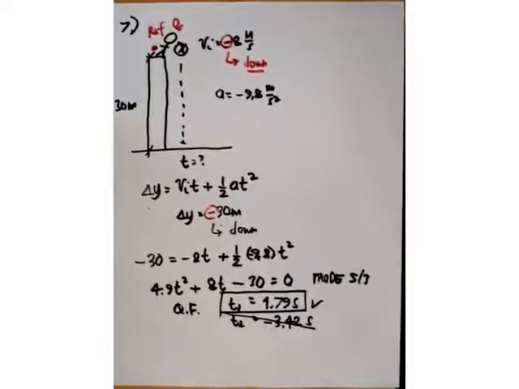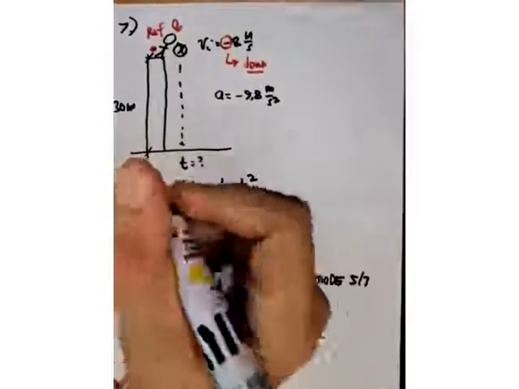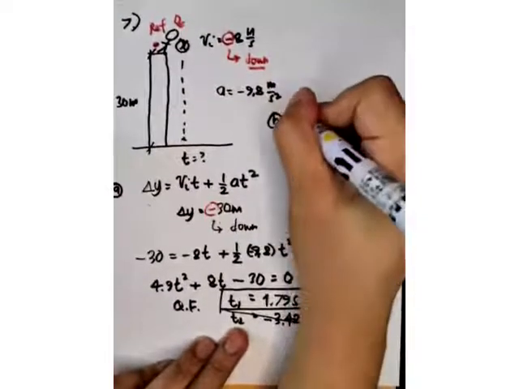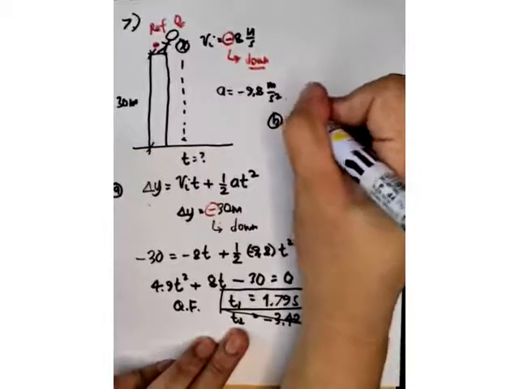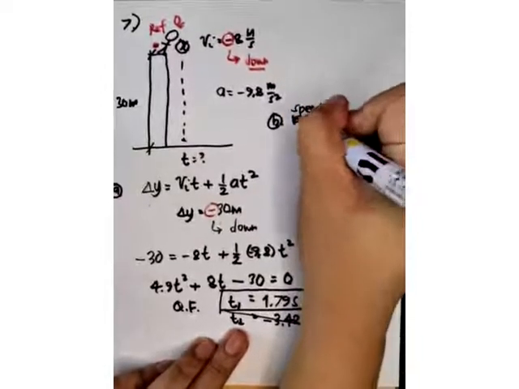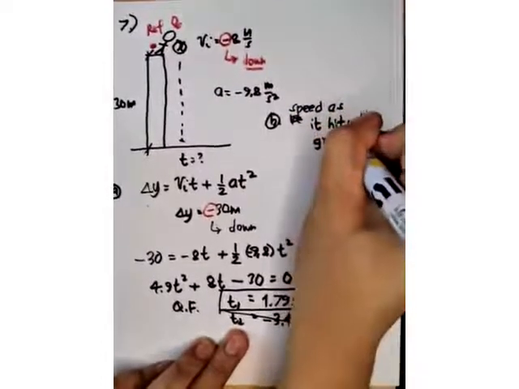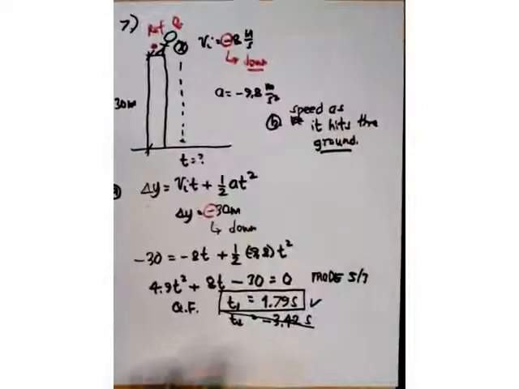Okay, meron pa tayong 2 minutes. But let's add something to the problem. Letter B. What is the velocity? Speed. Hindi. Tatanungin ko, speed as it hits the ground. So what is the speed of the ball as it hits the ground?